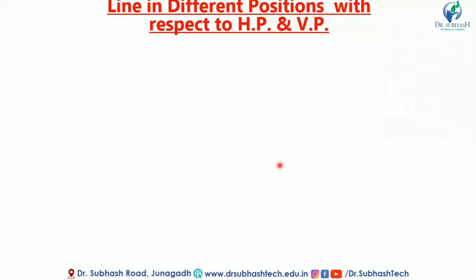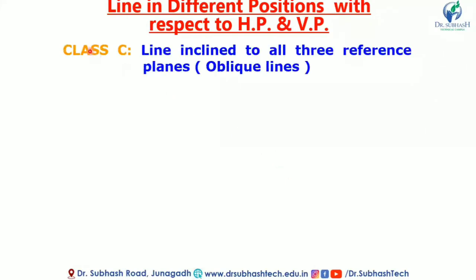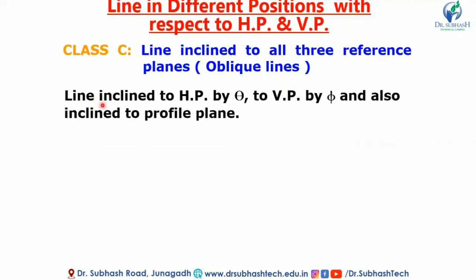Now in this lecture, we are going to learn about class C, that is the line inclined to all three reference planes, which is known as the oblique line. So the line is inclined to HP by theta, to VP by phi, and also inclined to the profile plane.